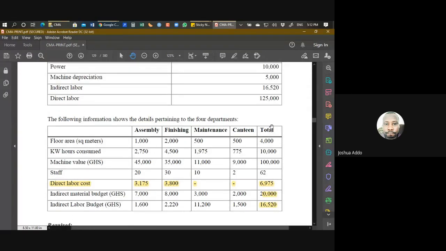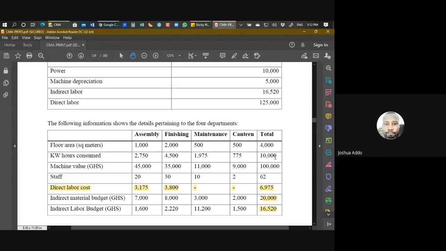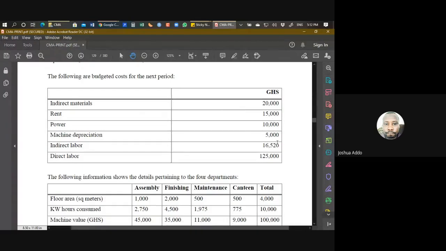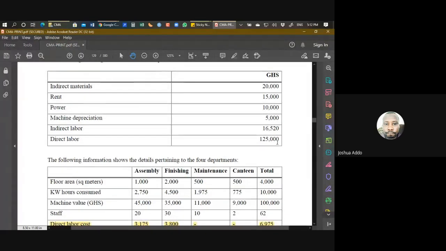So the total basis of apportionment is 10,000 kilowatt hours, and we are sharing a total cost of 10,000 on the same basis. The power cost per kilowatt hour is 1 Ghana cedi. So for the individual departments, assembly, finishing, maintenance, canteen, every kilowatt hour you consume, you will be charged 1 cedi. If you consume more kilowatt hours, you get more cedis, and the sum will be bigger.